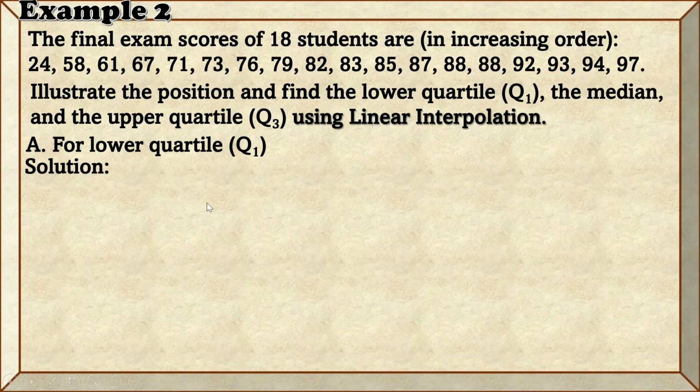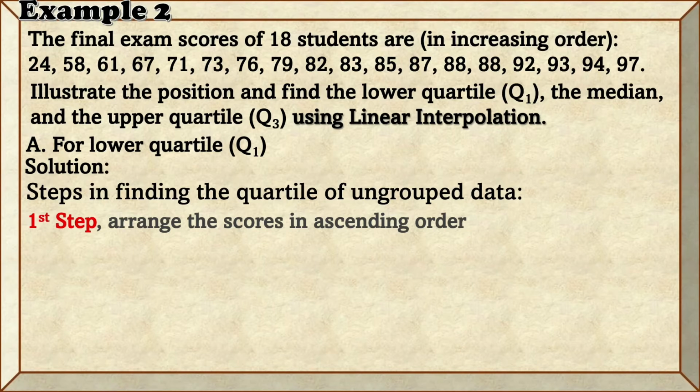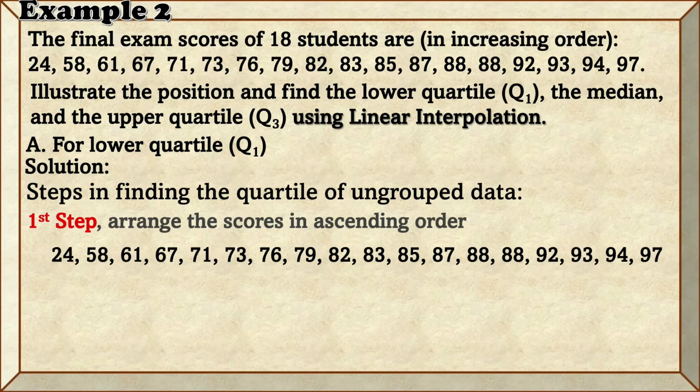To solve the lower quartile, here are the steps. Steps in finding the quartile of ungrouped data. First step, arrange the scores in ascending order. Since ang ating data ay nakasort out na from lowest to highest, so we are going to copy the given data.